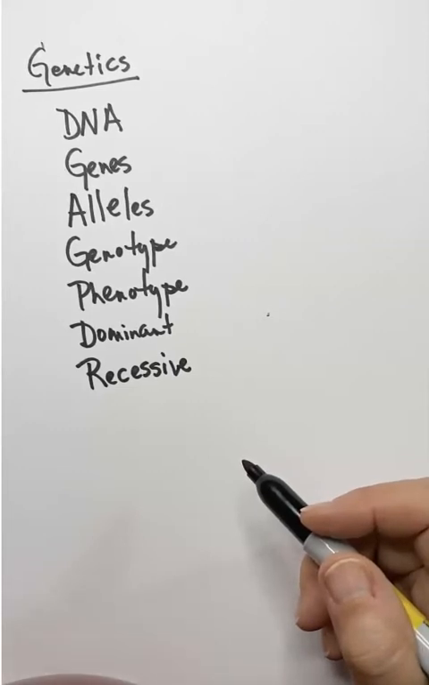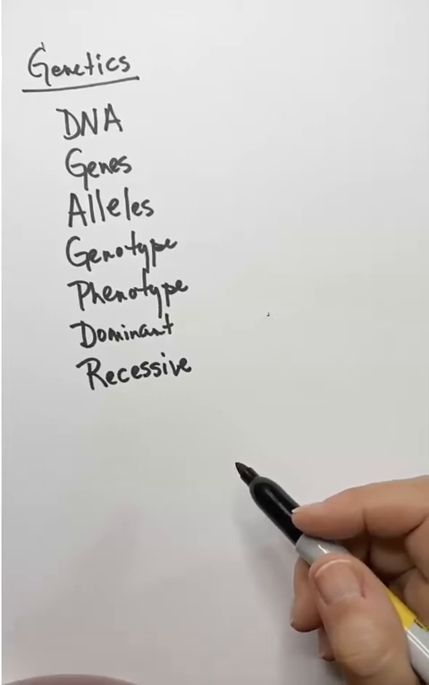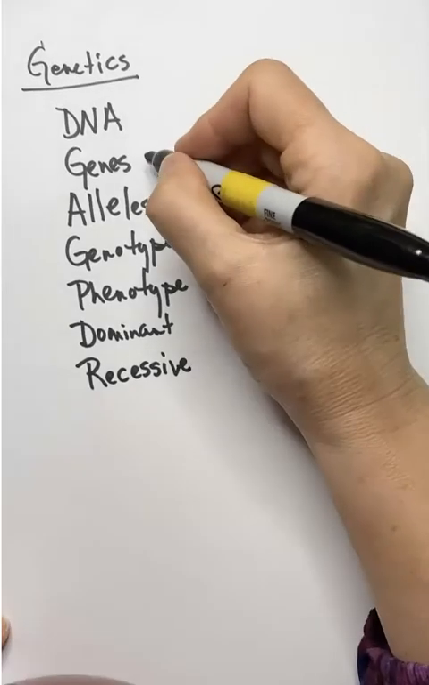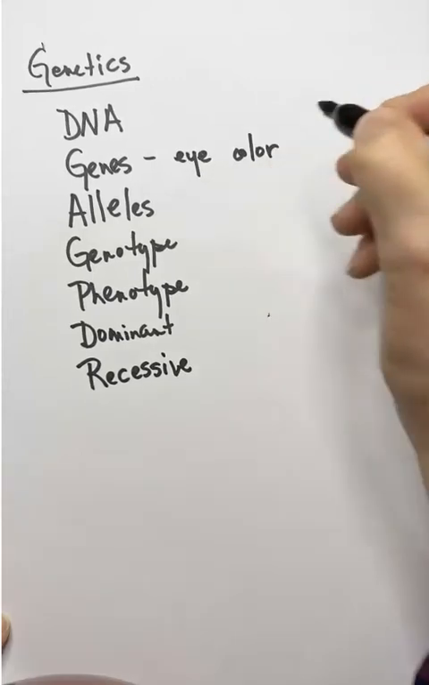It contains all the instructions that are needed for any organism to have the traits that organism needs in order to survive. Now, the DNA is comprised of different segments, and these are called genes, though not all of the DNA contains a gene. The genes are the code for the separate traits found in the DNA. So you can have a gene, for example, for eye color.